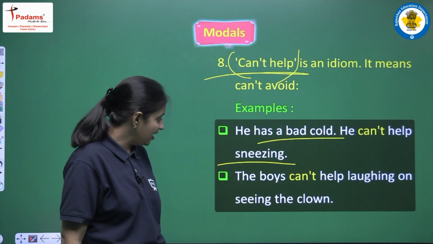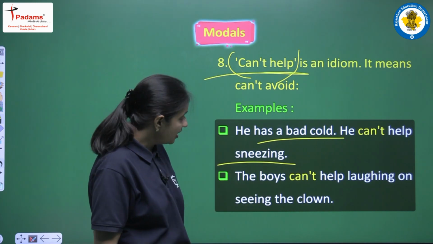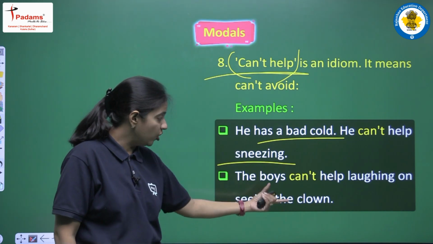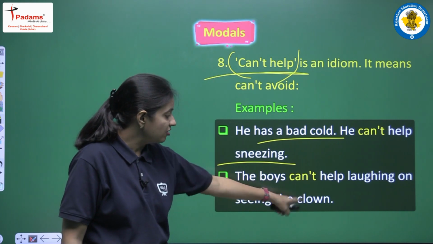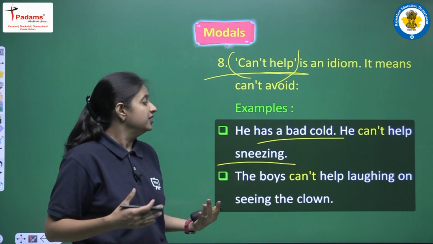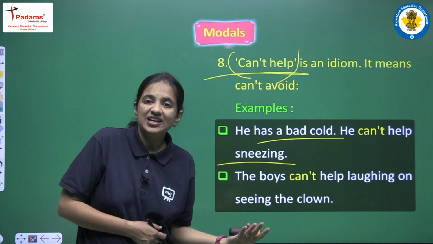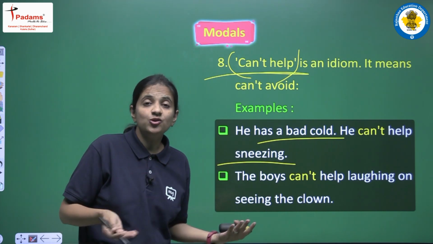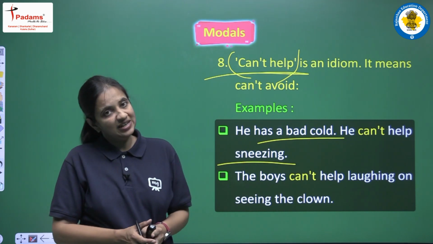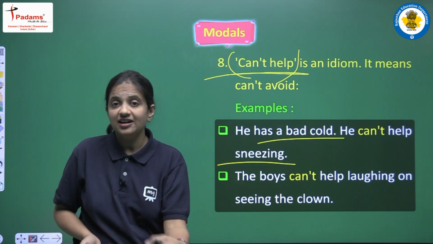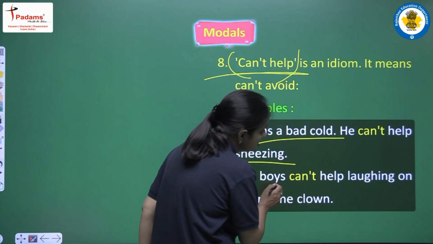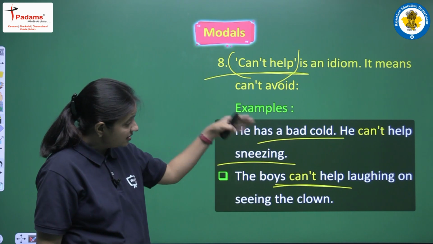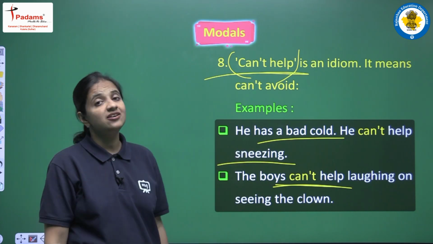One more example we are having here. The boy can't help laughing on seeing the clown. So there are some boys, and there was one clown also. When the boys were looking at that clown, it was so funny that they were totally unable to control their laugh. They were not in the position to avoid their laugh, and this is the reason we are using can't help here. And the sentence is: the boys can't help laughing on seeing the clown.